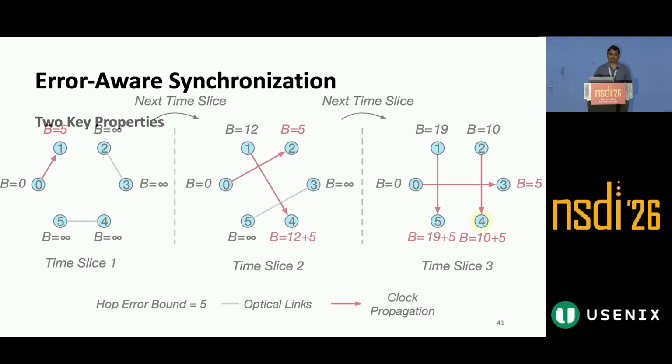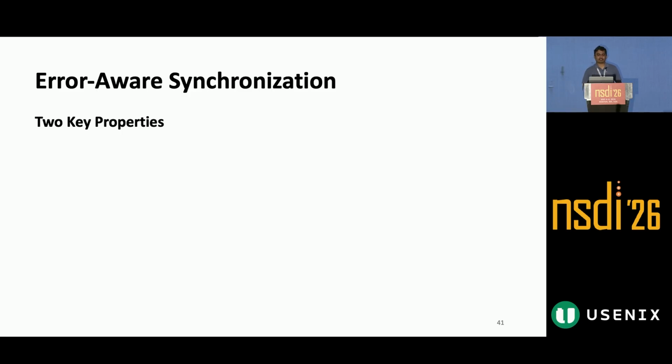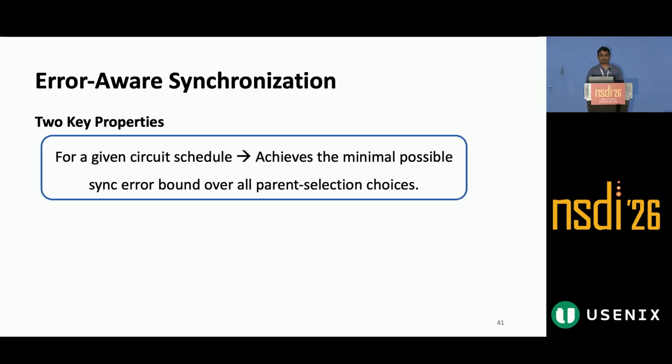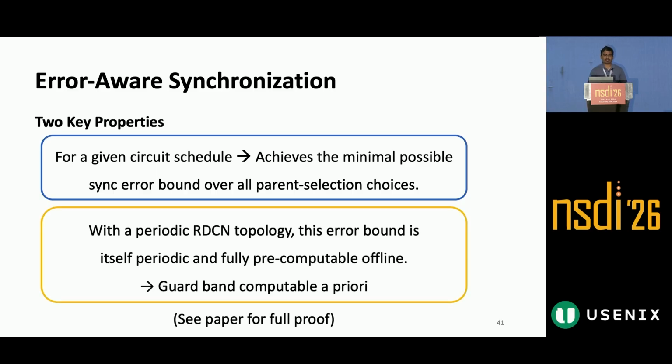So this error-aware time synchronization protocol has two key properties. The first is that for a given circuit schedule, it achieves the minimum possible sync error bound over all parent selection choices. And the second is that when we have a periodic reconfigurable data center network topology, this error bound itself is periodic and it is fully pre-computable offline.